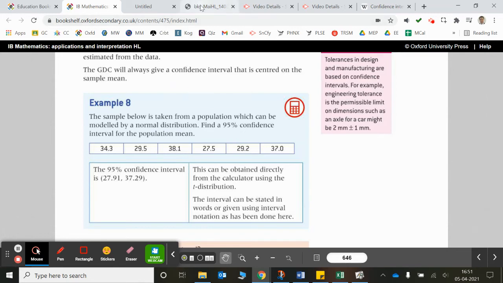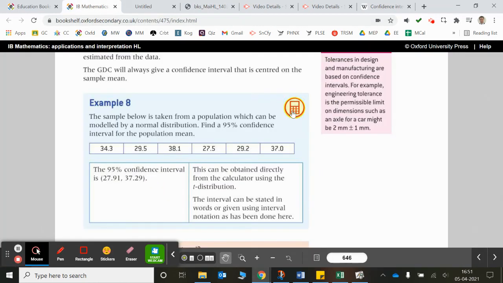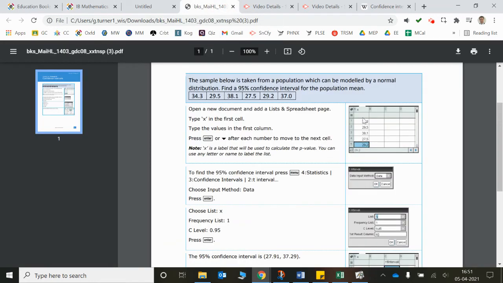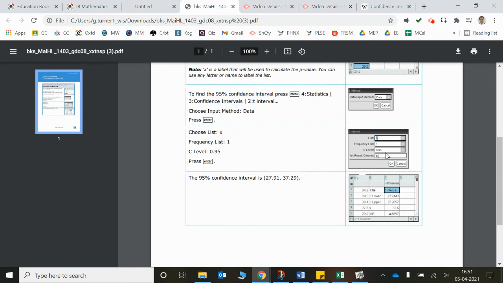Let's just check in the book that they've got exactly the same thing. This is just clicking through from the calculator here, and I've chosen the TI-Nspire version. So put in your information in the first column, choose data. We're going to a t interval, confidence interval. They've renamed the list A X. I've just gone with A with square brackets. And there we go. Really dead simple.